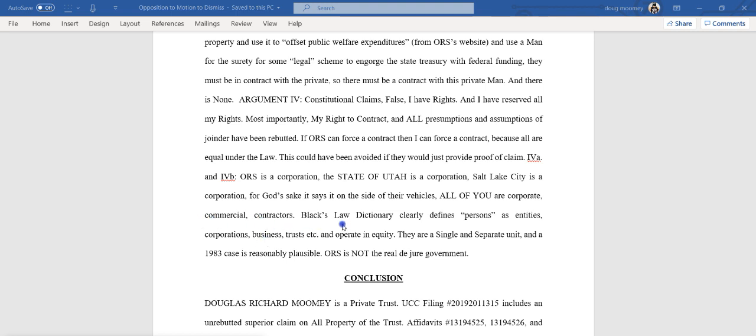Commercial contractors. Black's Law Dictionary clearly defines persons as corporations, businesses, trusts, and operating equity. They are single and separate, and a 1983 case is reasonably plausible. So that will probably be the next one because I'm going after everybody in their individual capacity. So ORS is not the real de jure government.